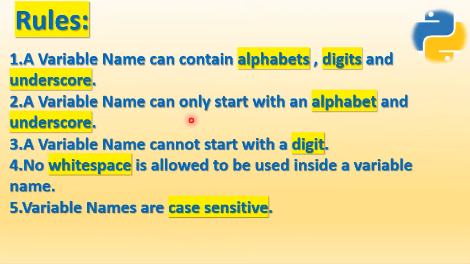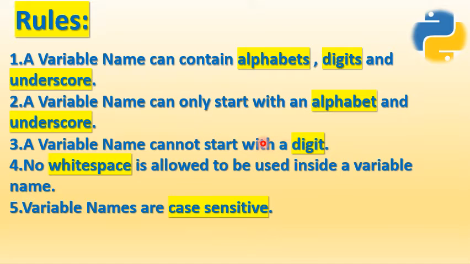The second rule is a variable name can only start with an alphabet or underscore. These two rules are very related to each other. The first says that your variable name can contain these three things: alphabets, digits and underscore. But the second rule says your variable name should start with an alphabet or underscore. By the first rule, it concludes that your variable name does not contain any special character. And by the second rule, the first letter of your variable name cannot be a number or a special character. Then your third rule says a variable name cannot start with a digit.